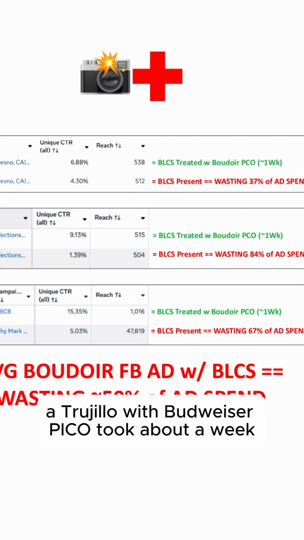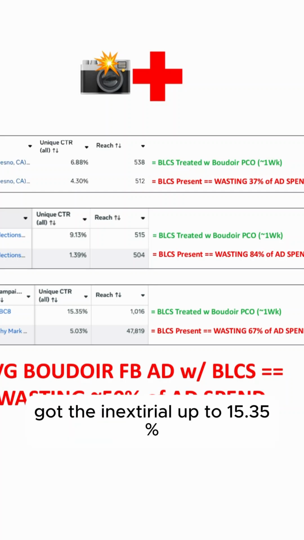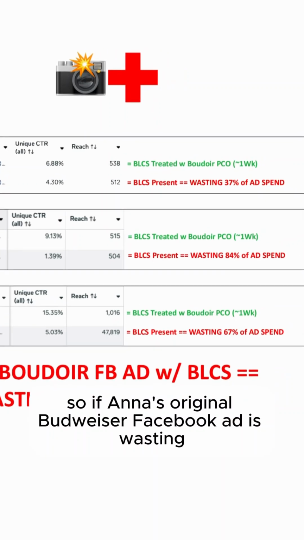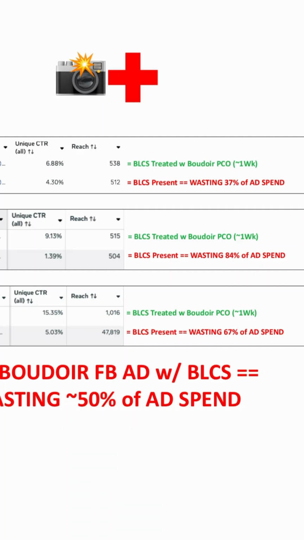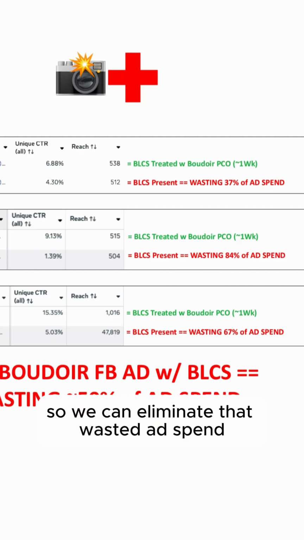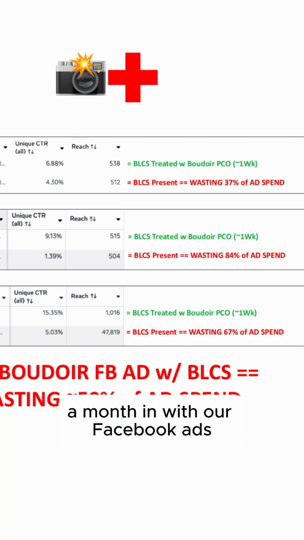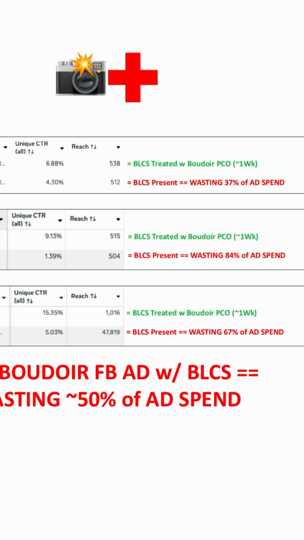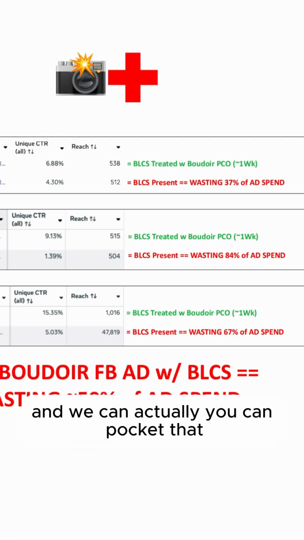Treated with Boudoir Pico, it took about a week, and we got the unique CTR all up to 15.35%. So we found out his original Boudoir Facebook ad was wasting 67% of his ad spend. So we can eliminate that wasted ad spend. If you're spending 10 grand a month in Boudoir Facebook ads, we can eliminate that 6,700 bucks a month in wasted ad spend, and you can pocket that.